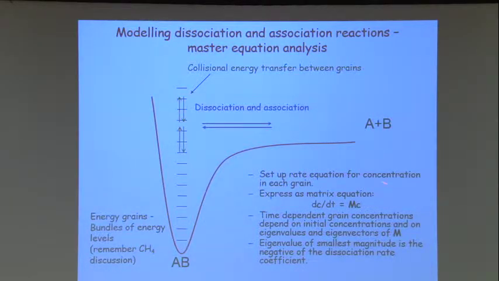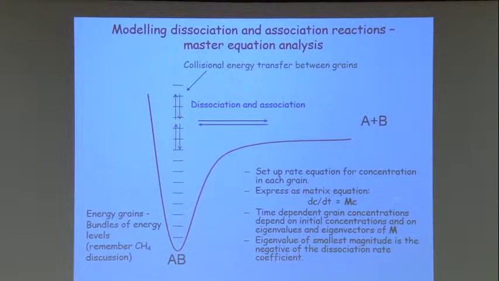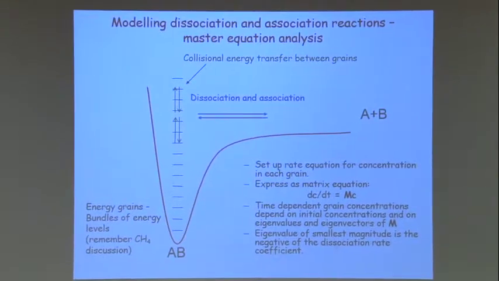And what we do is we set up a rate equation for the concentration of each grain. And we express this as a matrix equation. So C, sorry, I've changed the notation on the next slide, so I apologize for that. C is the concentration within the grain, and M is a matrix that describes all the various processes that are going on. And so those processes are dissociation, association, and energy transfer up and down. Initially, we're just going to talk about dissociation.